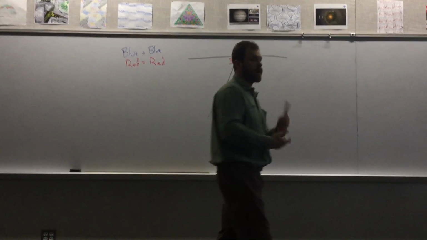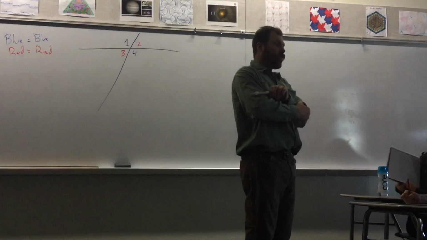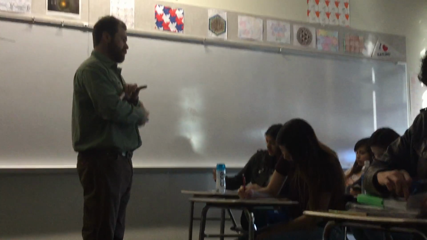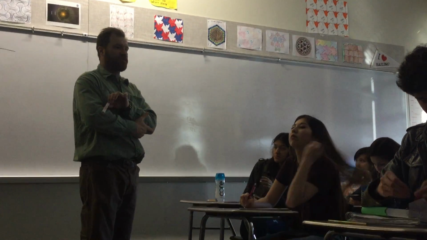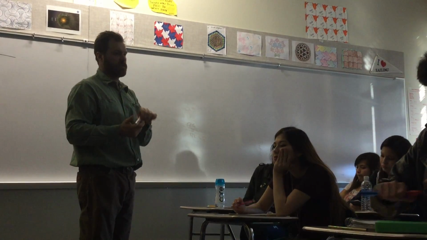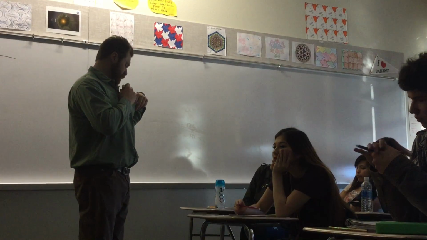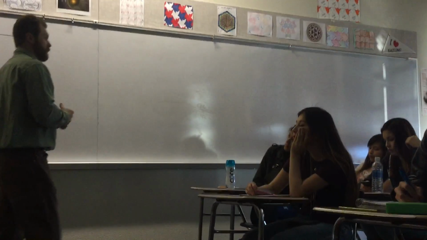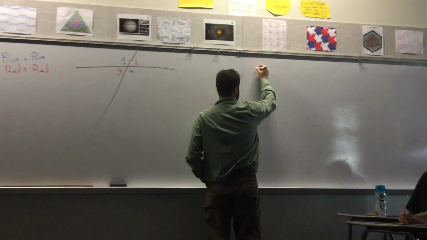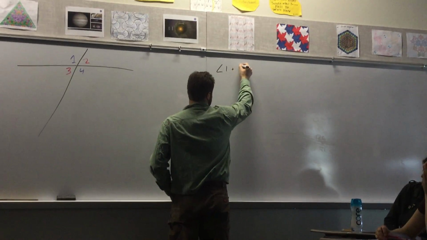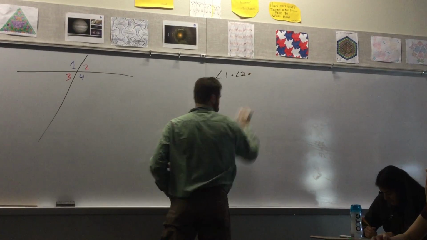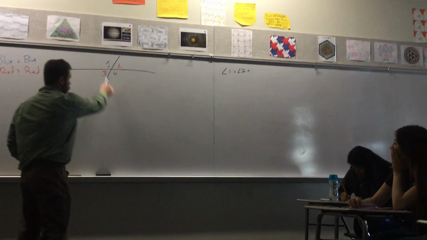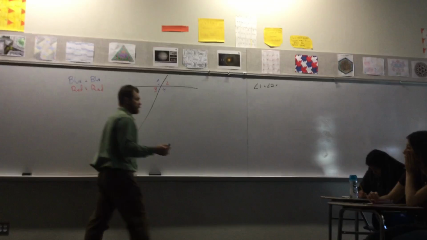Okay? So, what allows me to say that 1 is equal to 4 and 2 is equal to 3? This is where we were going last week. Okay? And here's the quick and dirty proof of this. So angle 1 plus angle 2, what does that equal? Angle 1 and 2. 180.